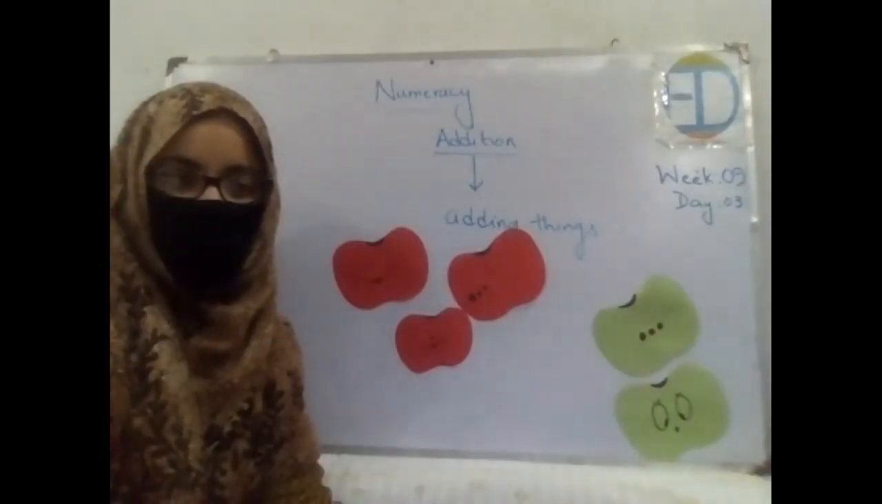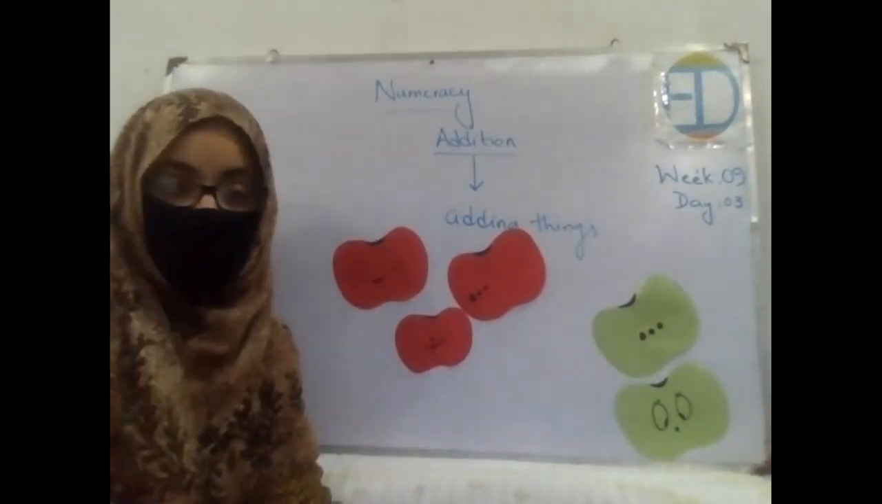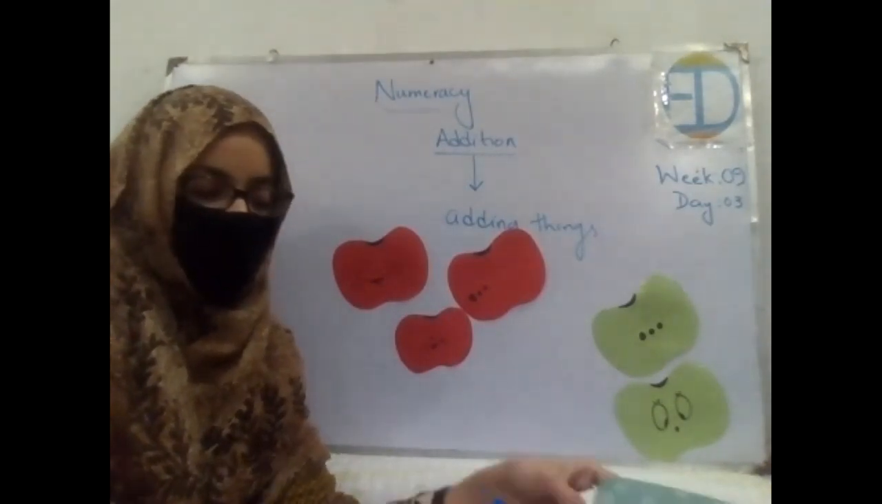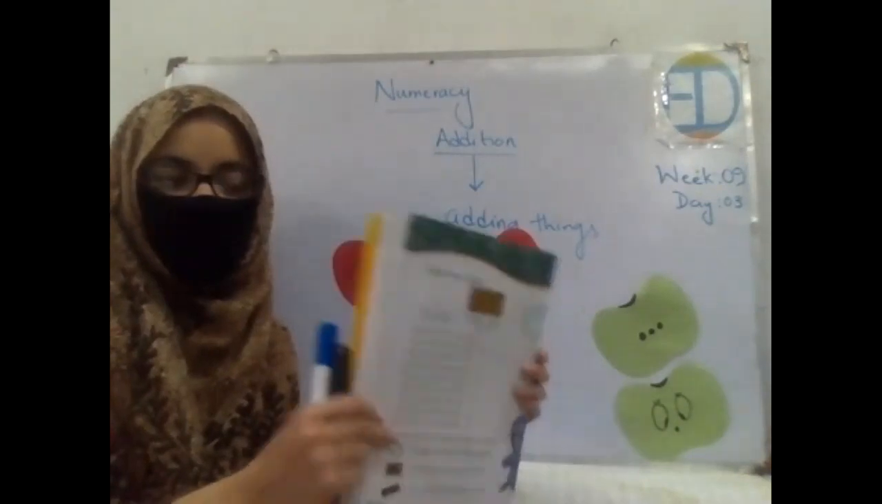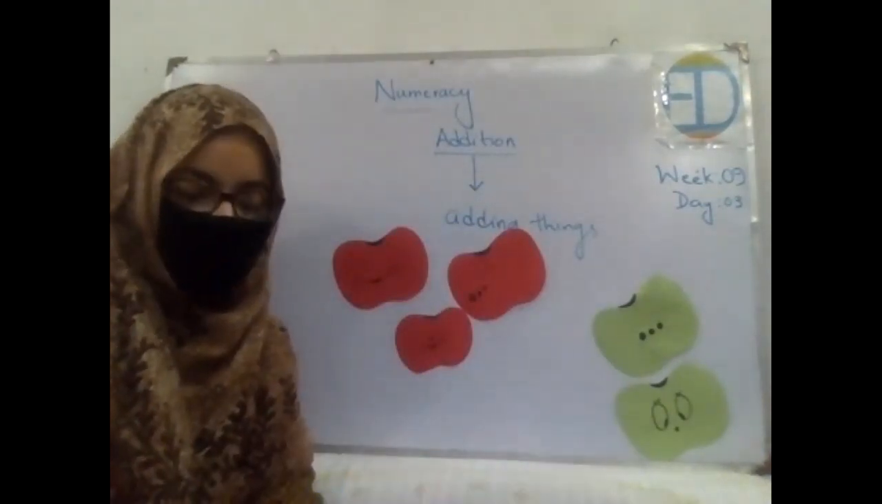Okay, class. So you have seen how we can add different numbers by putting them together, and then we can find the sum of that, right? Now I want all of you to open your book, page number 42. This is page number 42. We will be practicing the simplest addition, that is one digit addition today, okay?